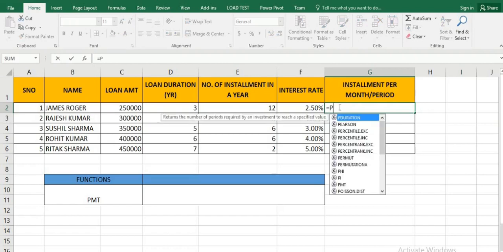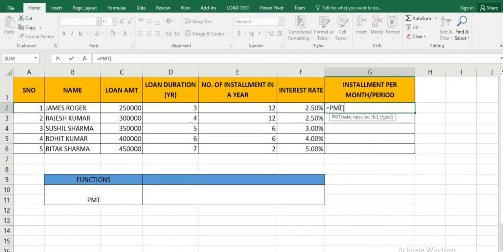I use equal to, I use PMT, then I start the bracket here. So our rate is 2.5. If any person wants to give an installment per month, meaning in a year he wants to give 12 installments, this interest should be divided into 12 equal parts. It is annual, so we have to divide this interest into 12 equal parts. So we divide it by 12.